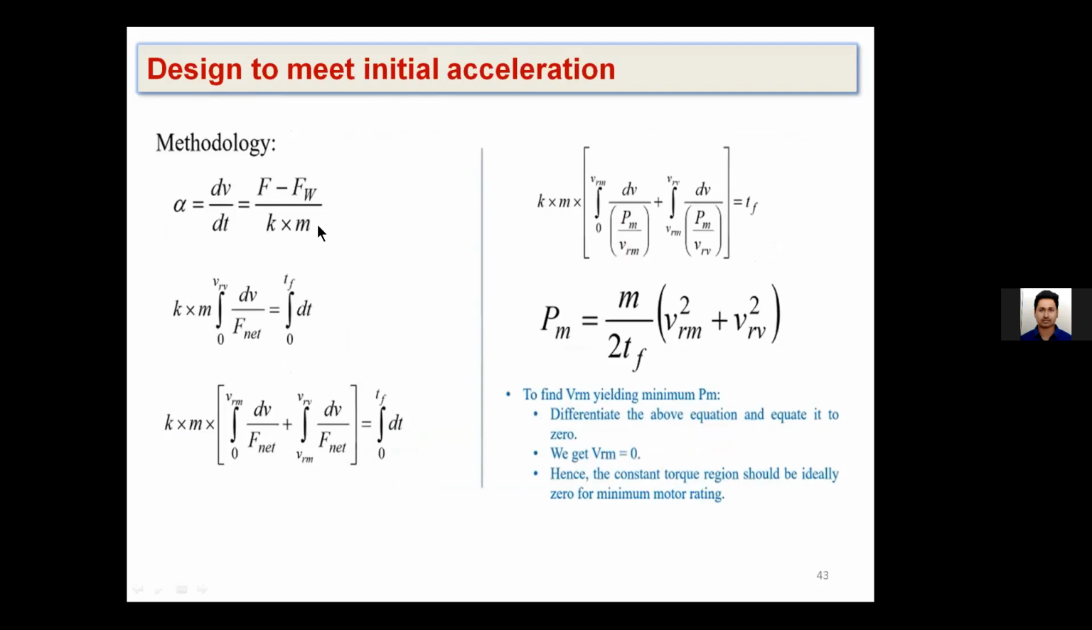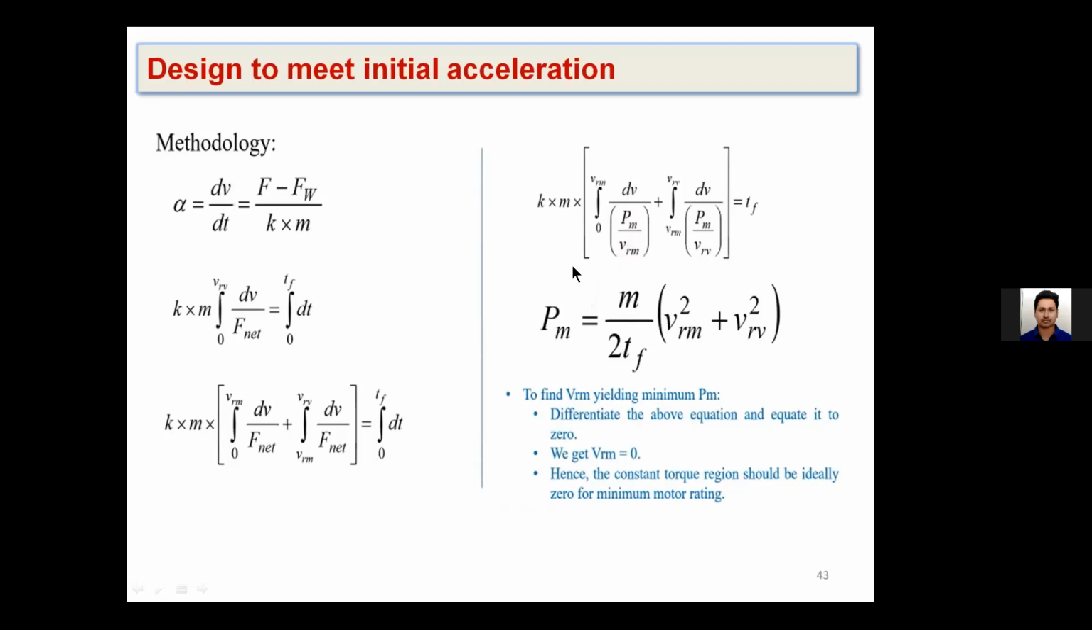So if this particular term is taken on the other side, and if you integrate on both the sides and do some mathematical analysis or calculation, this is the final expression. So this will be the final power requirement of the motor, PM, power required by the motor. It depends on the mass, TF, and other velocity values, that is the rated speed and maximum velocity.